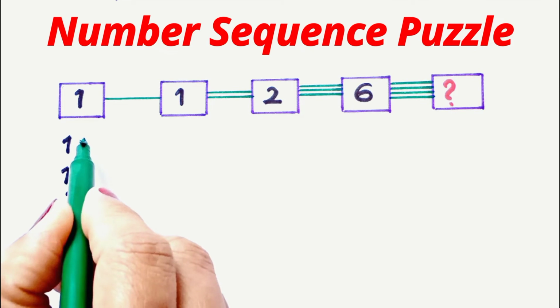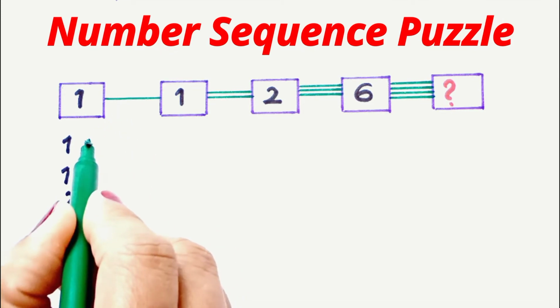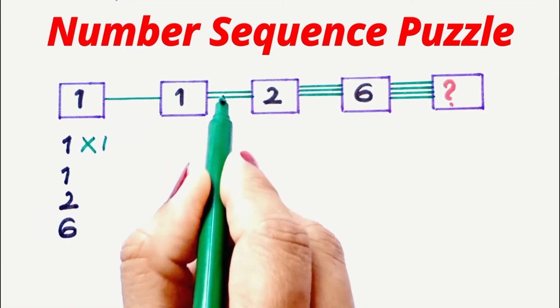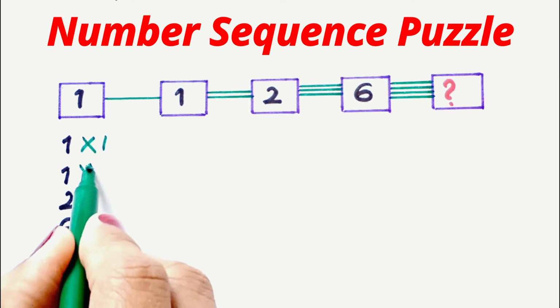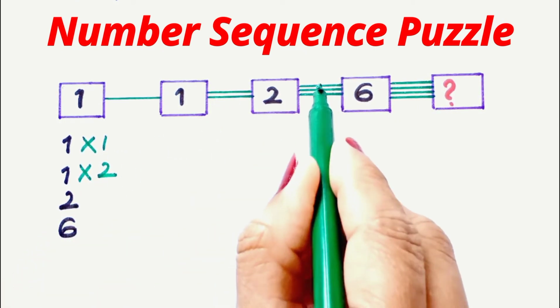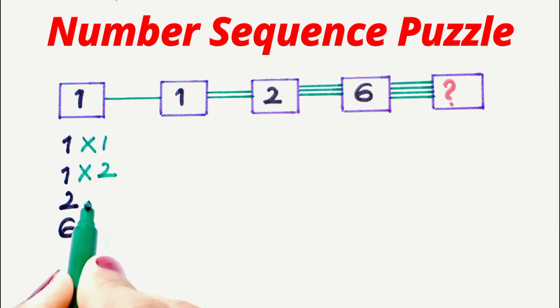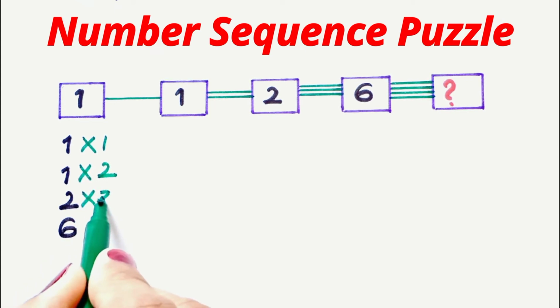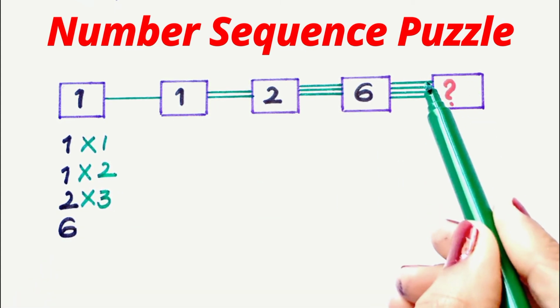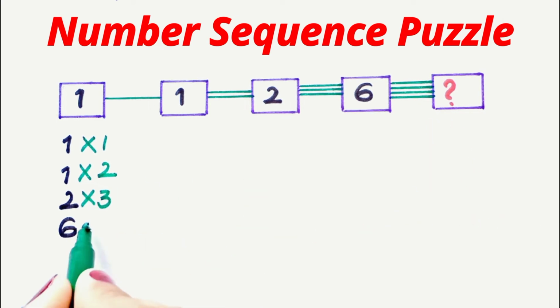There is only one line after the number 1 in the first box. And there are 2 lines after the number 1 in the second box. And there are 3 lines after the number 2 in the third box. At last, there are 4 lines present after the number 6 in the fourth box.